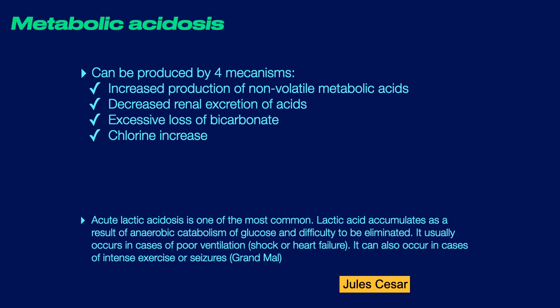when there is anaerobic catabolism of glucose. This can happen in cases affecting proper ventilation for any cause or when muscular activity is acutely increased, like for instance in epileptic attacks. Those are seizures, and it's also called grand mal, which Julius Caesar knew very well. He had many of those attacks.